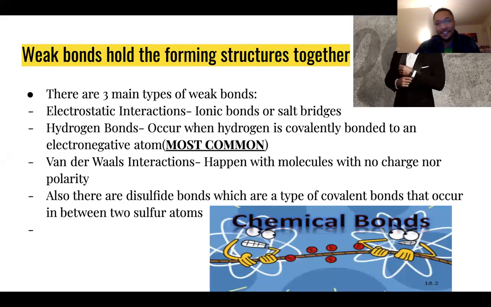Now, weak bonds, no, not James Bond, but weak bonds are what hold the structures together. And there are three main types of weak bonds. There are electrostatic interactions, or ionic bonds or salt bridges, hydrogen bonds, which occur when hydrogen is covalently bonded to an electronegative atom, and van der Waals interactions, which happen with molecules with no charge nor polarity. And there are also disulfide bonds, which are just a type of covalent bond that occur between two sulfur atoms.